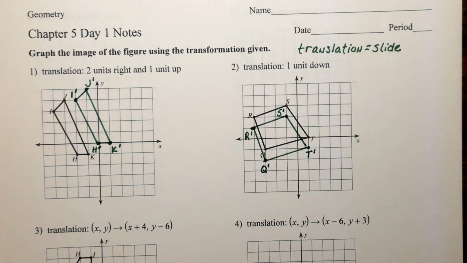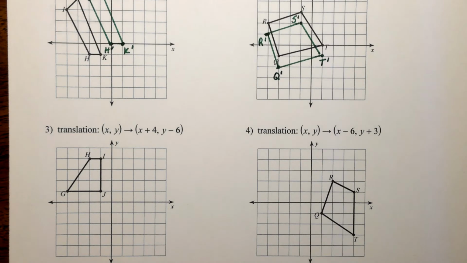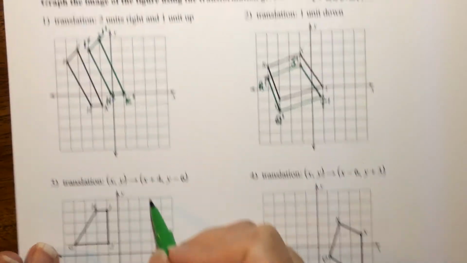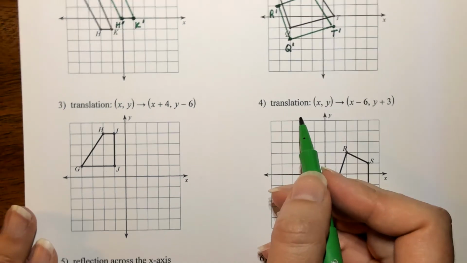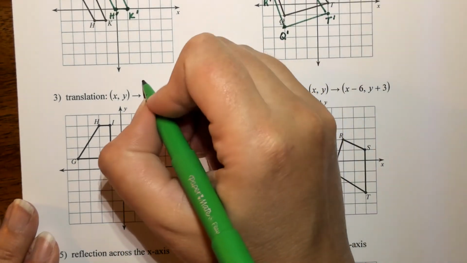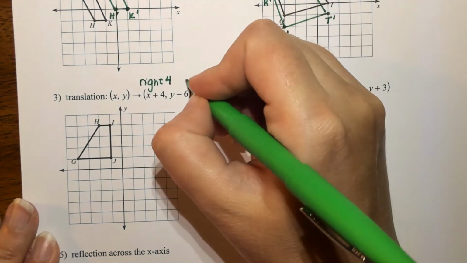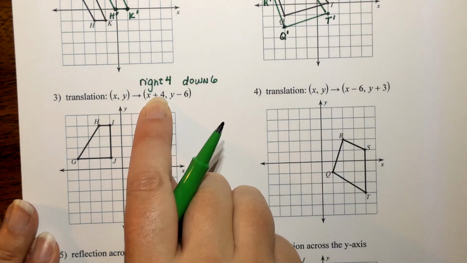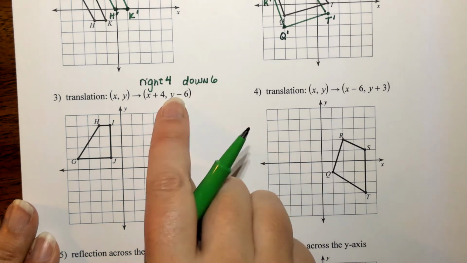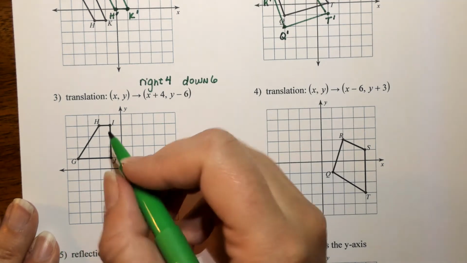I'm hoping that you're thinking that this is really easy. Okay, number 3. So this is a translation, but what I've done is instead of writing the directions in words, I've written it in an equation. So this x plus 4 means right 4, and y minus 6 means down 6. So whenever you see x is plus, that's right, and y is down, y is subtraction, that's down. Okay, so I'm going to take each coordinate and go right 4, down 6.